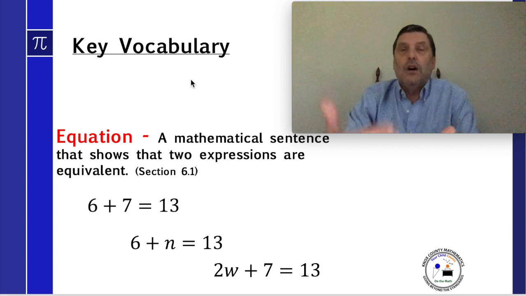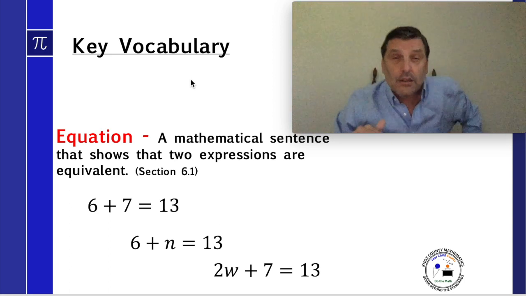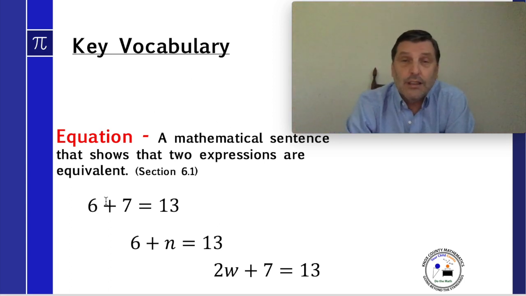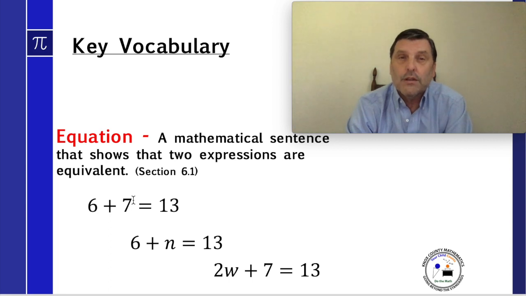And how this evolved, earlier in your mathematical career, maybe 1st, 2nd, 3rd grade, you had equations that looked like this. 6 plus 7 equals 13. That says these two things are equal. The 6 plus 7 is equal to 13. They're equal quantities.